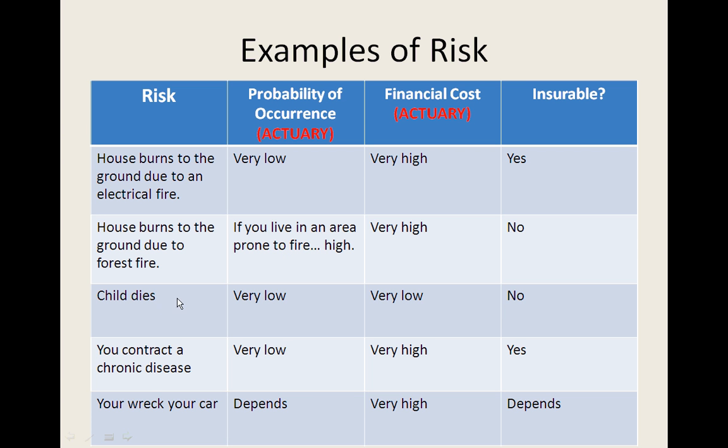Let's look at the risk of a child dying. This is a horrible thing that can happen. Chances of it happening are extremely low, but the financial cost is not high. Even though emotionally it's a horrible thing that can happen, it isn't an insurable risk. There's no financial cost that's being insured.